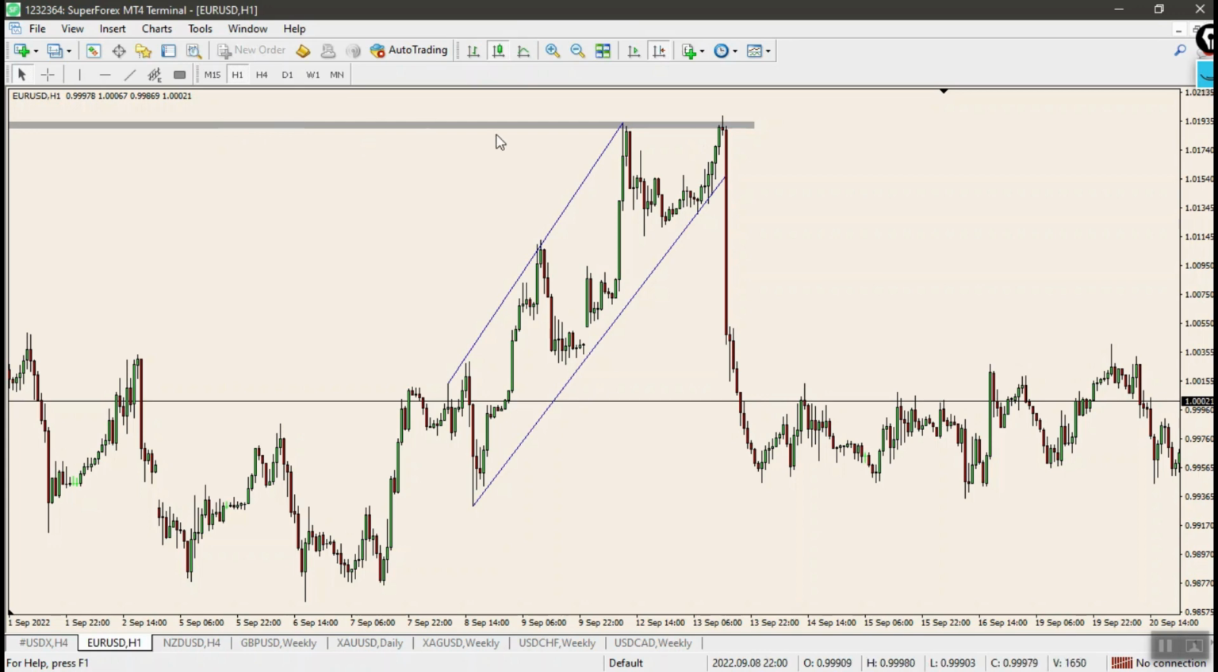It's not a matter of trading this resistance level because it's there. No, we are trading the market structure, right? Good.